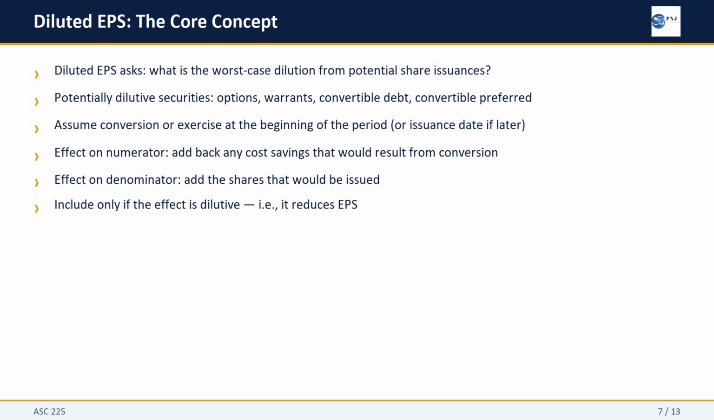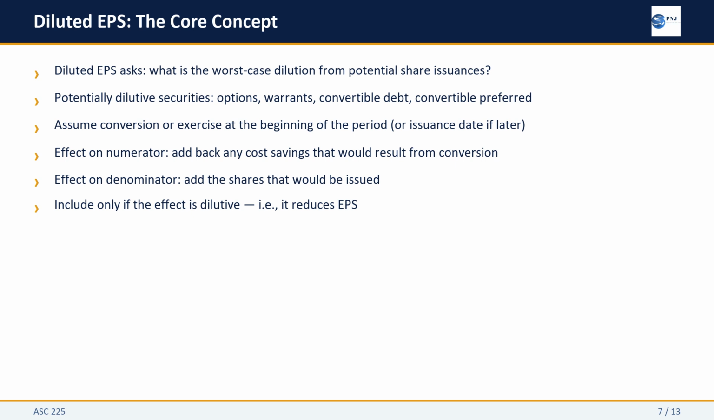Diluted EPS answers a hypothetical question. If every instrument that could be converted into common shares actually were converted today, what would EPS look like? The standard requires assuming the most dilutive possible outcome, conversion at the beginning of the period, not at period end. For each potentially dilutive security, you adjust both the numerator and the denominator to reflect what income and share count would be if conversion had already happened. The key filter: only include a security if including it actually reduces EPS.